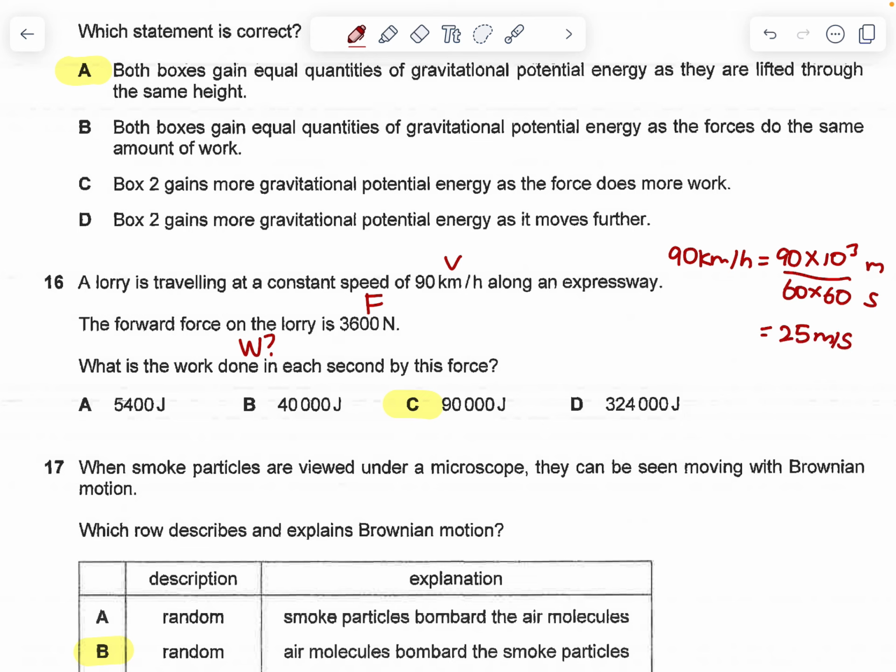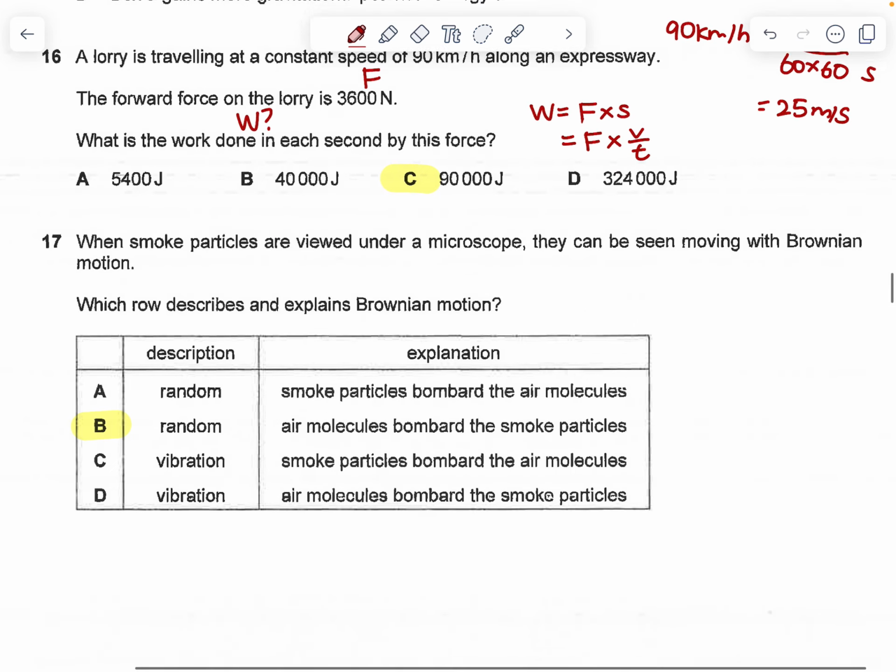Next, we know the formula for work done is equal to force times displacement. And we also know that displacement is equal to velocity times time. You substitute the values and you get the answer.